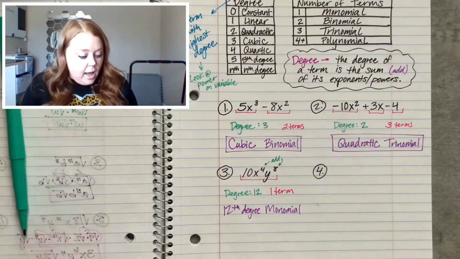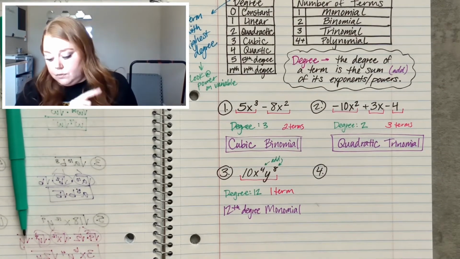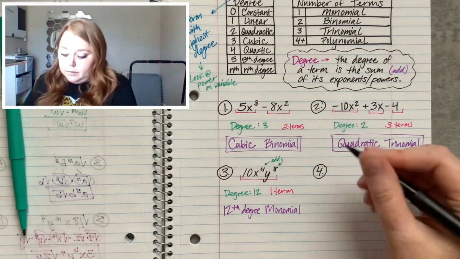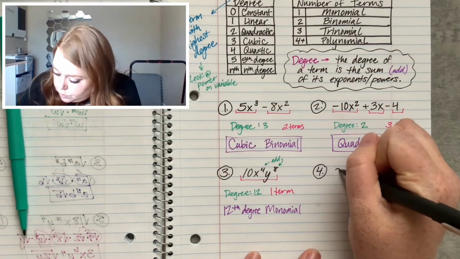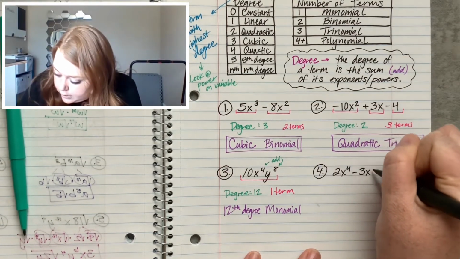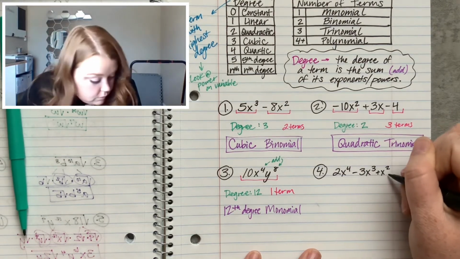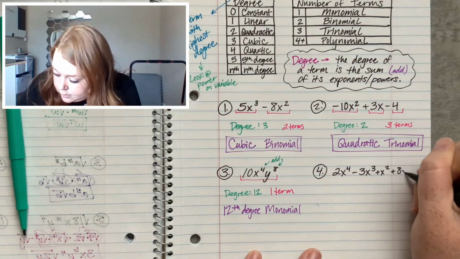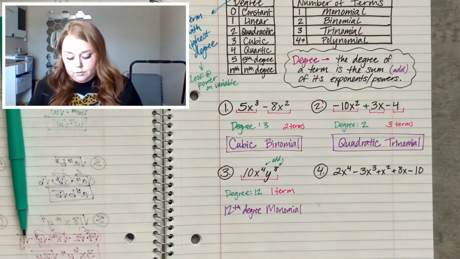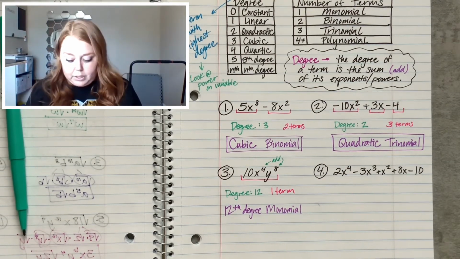Okay. I would like you to try this last one without me. So as soon as you write it down, I want you to figure out the degree, figure out how many terms, and try to name it. Hit play when you're ready. So here's number 4. 2x to the 4th minus 3x cubed plus x squared plus 8x minus 10. Figure out the degree, count how many terms, and then name it. Hit play when you're ready.